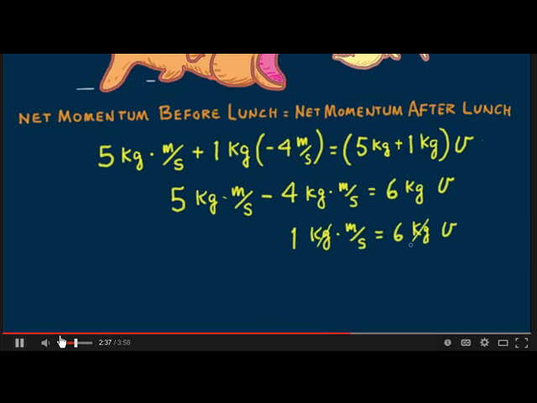Combining terms and canceling kilograms, we find v equals 1/6 meters per second. What happens here is the negative momentum of the small fish effectively slows the large fish after lunch.